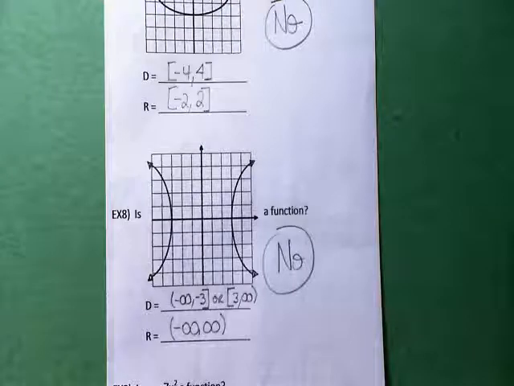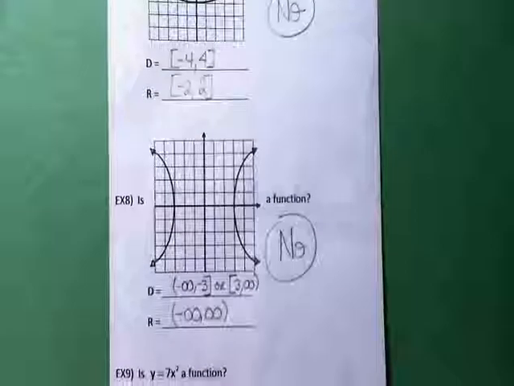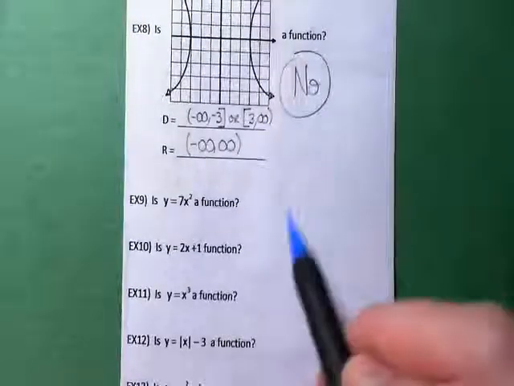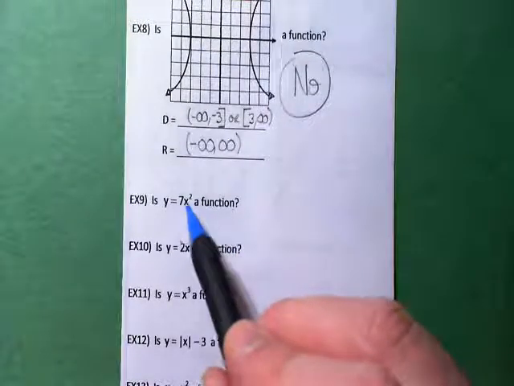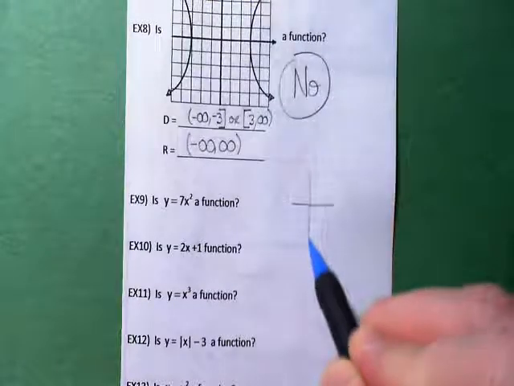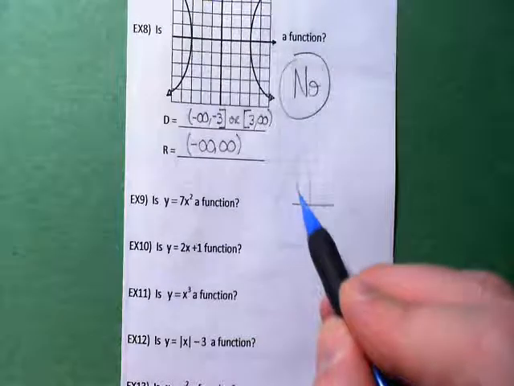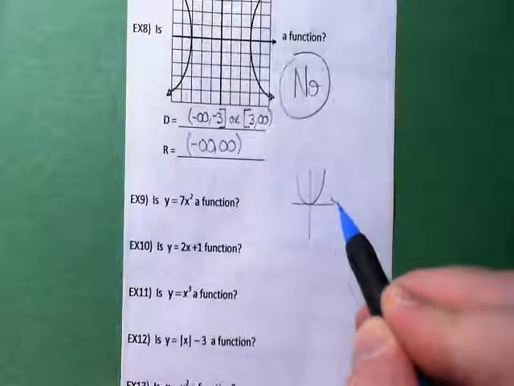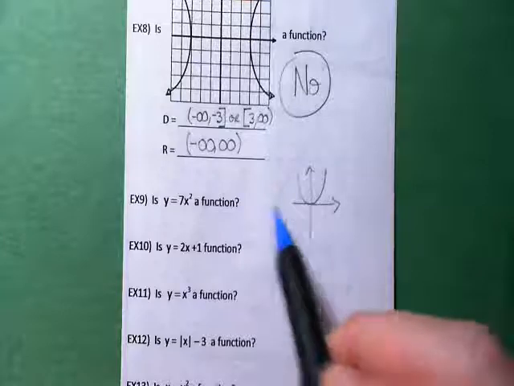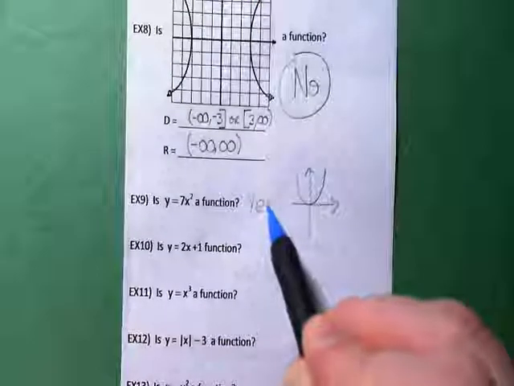Alright. For example number 9, and for the purpose of this class, we're going to do some sketches of the graphs. So this is a quadratic function, a quadratic equation. So basically the graph is going to look like this. And the question is, is it a function? And if you do the vertical line test, yes it is.